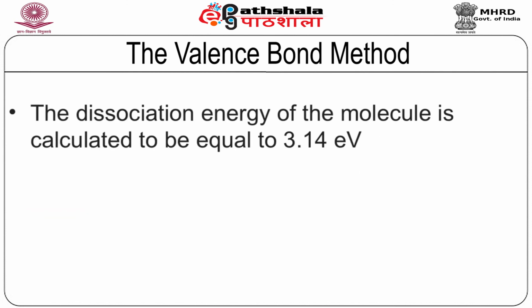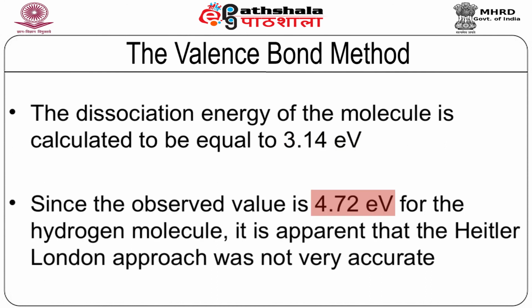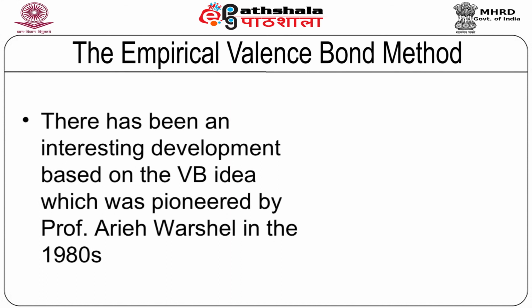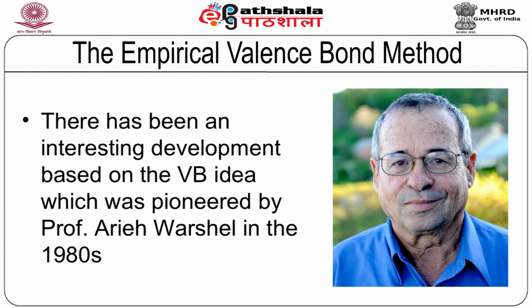The dissociation energy of the molecule is calculated to be equal to 3.14 electron volt. Since the observed value is 4.72 electron volt for the hydrogen molecule, it is apparent that the Heitler-London approach was not very accurate. There has been an interesting development based on the valence bond idea, which was pioneered by Professor Arieh Warshel in the 1980s.